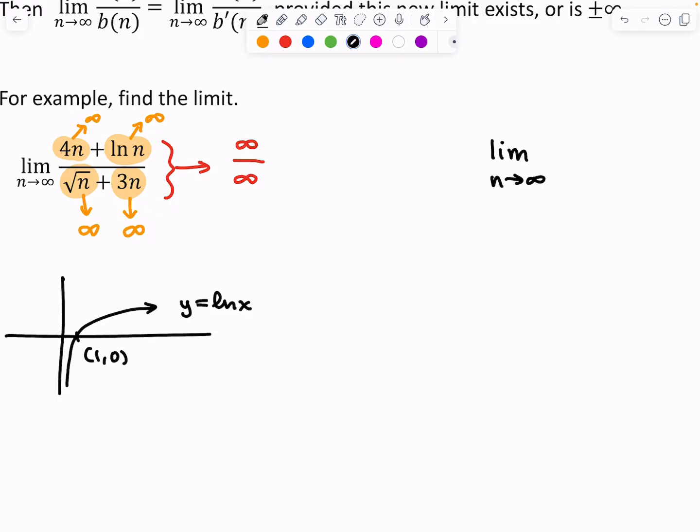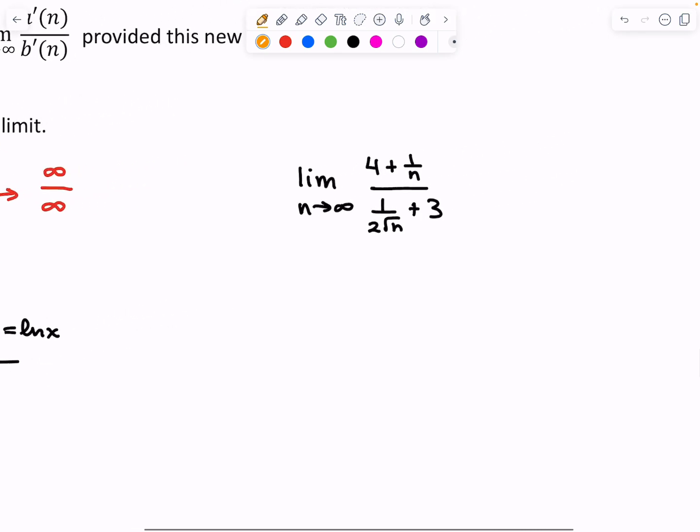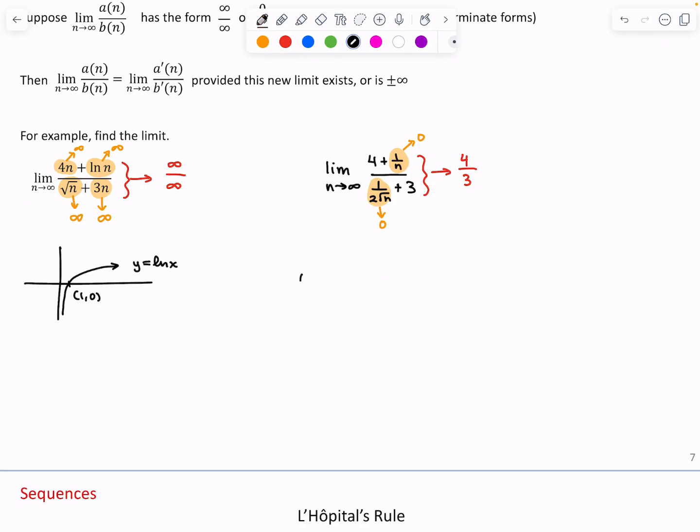So the derivative of 4n is just 4, and the derivative of natural log of n is 1 over n. The derivative of radical n is 1 over 2 radical n, and the derivative of 3n is 3. And then we reassess. As n goes to infinity, notice where the n's are now, they're only in denominators. So this will approach 1 over infinity, which is 0, and this will approach 1 over infinity, which is also 0. So overall, this fraction will approach 4 plus 0, which is 4, over 0 plus 3, which is 3. So we get 4/3. Thus, we get to conclude that the original limit, as n approaches infinity, of 4n plus natural log of n over radical n plus 3n will be equal to 4/3.